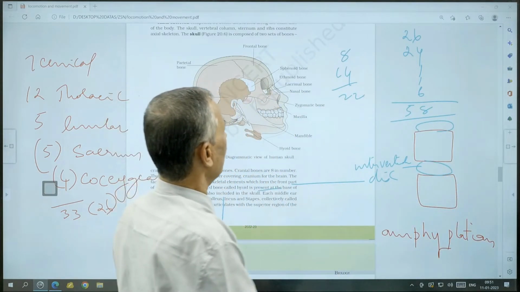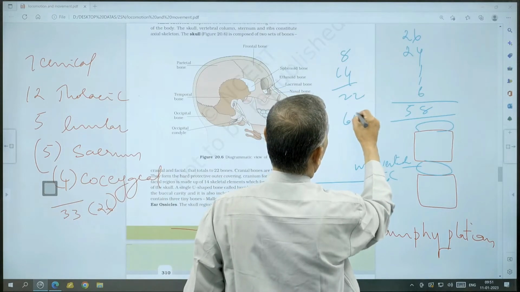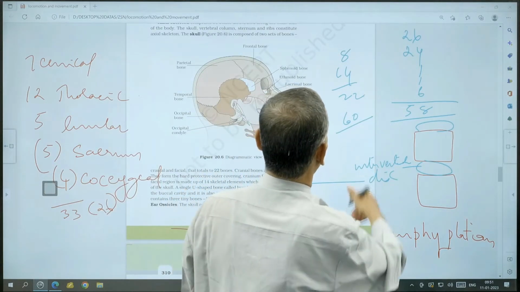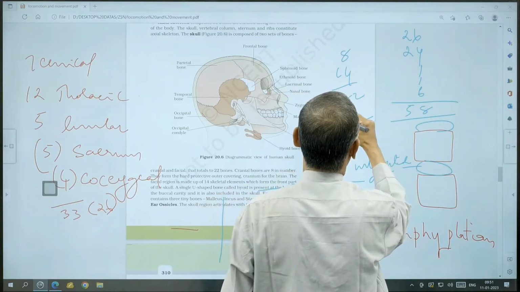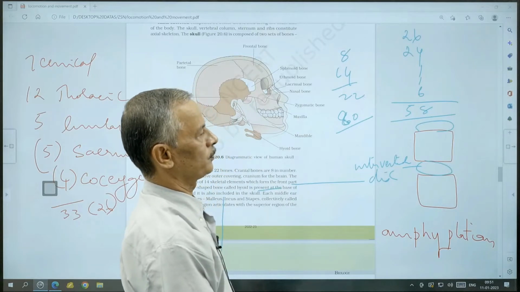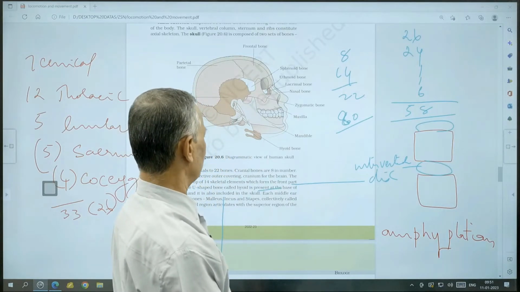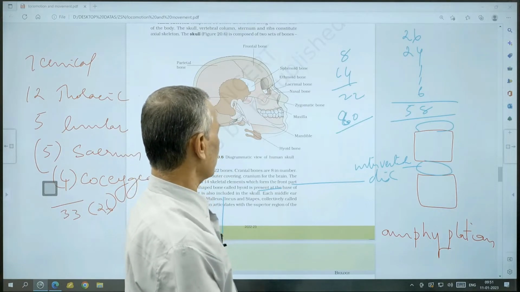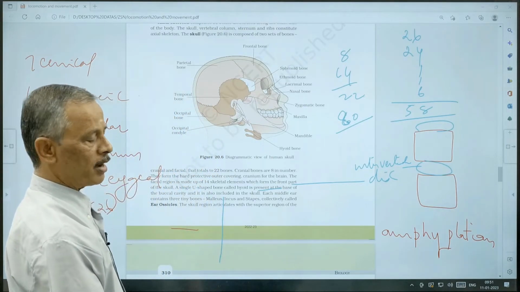So the total is 80 bones in the axial skeletal system. Now the remaining 126 are present in the appendicular skeleton.